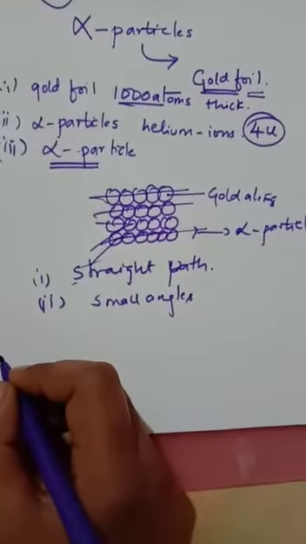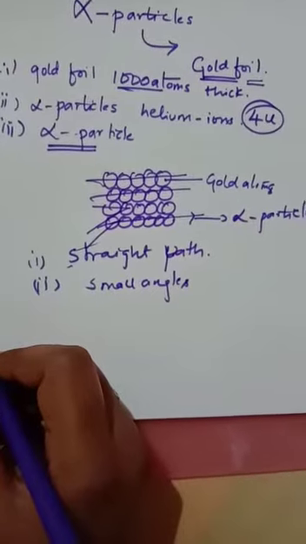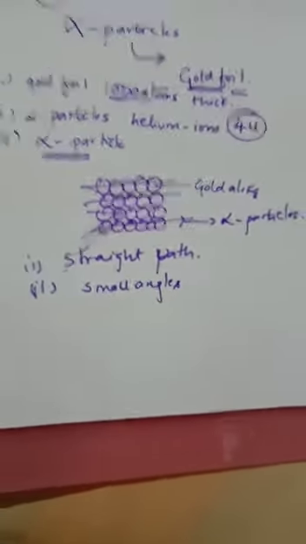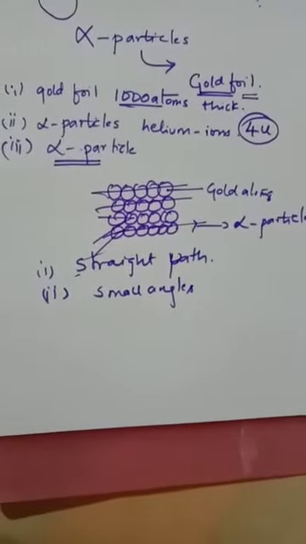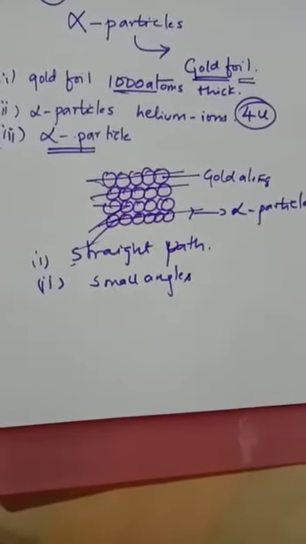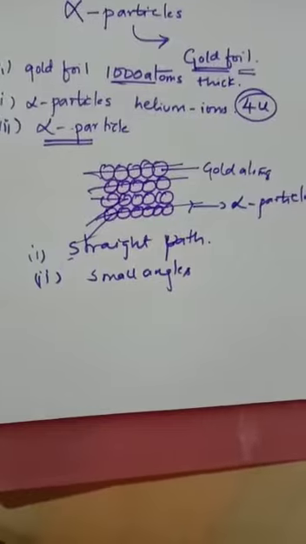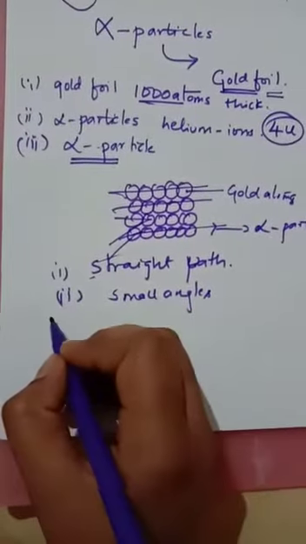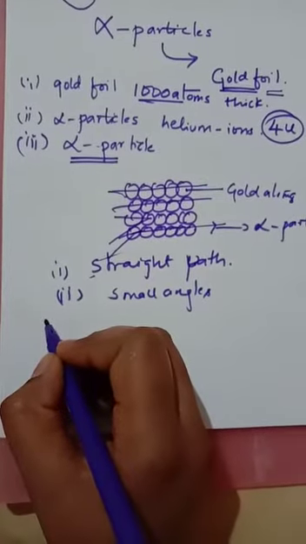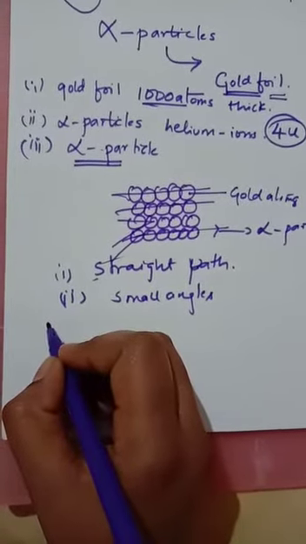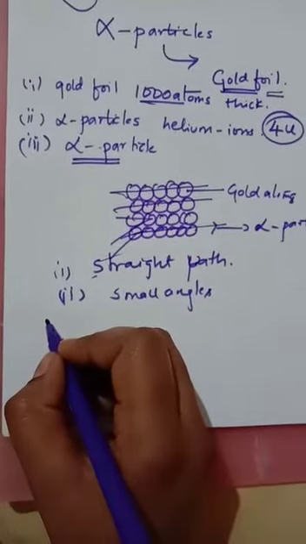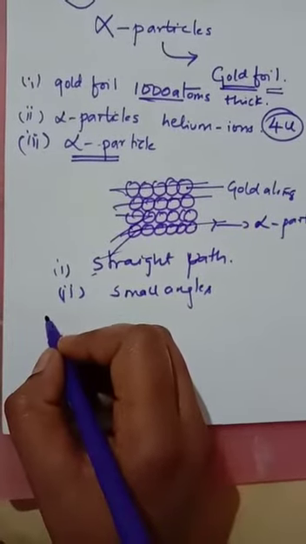Surprisingly, 1 out of every 12,000 particles appeared to be rebounded. So if you take 12,000 particles, only one among them was rebounded, that means deflected. In the words of Rutherford, this result was almost incredible, as if you fire a 15-inch shell at a piece of tissue paper and it comes back and hits you.